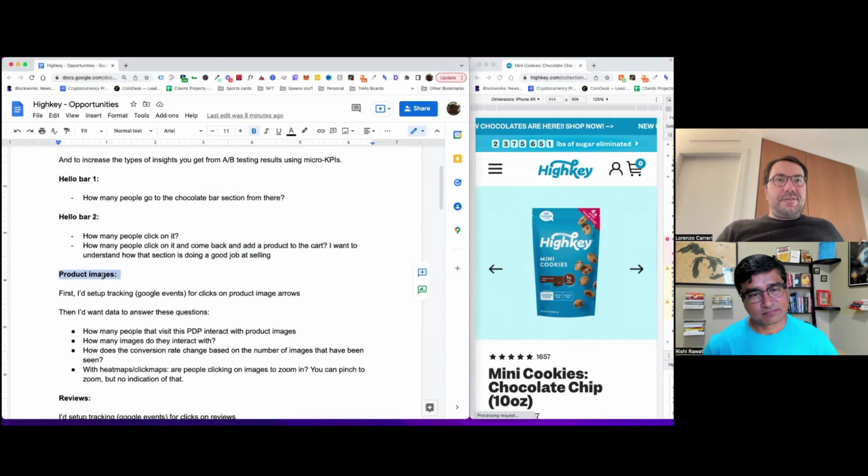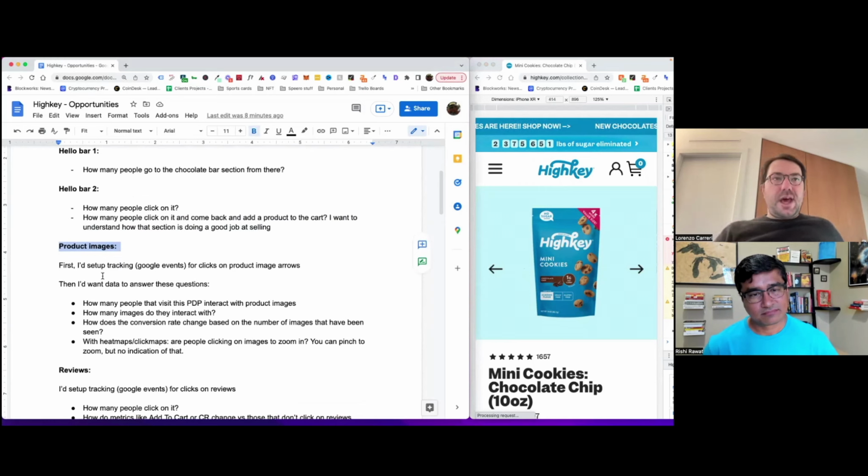Then the other section of this page that I want to talk about is the product images. When the user lands here, product images occupy, I would say, more than 50% of the real estate. So there's a lot of section right there. So the first thing I want to do, which is not something that they're doing at the moment, is I would want to track using Google Analytics events the clicks on these arrows that people do.